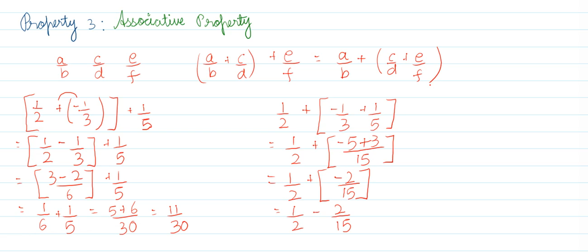So the LCM of 2 and 15 is 30. So we have 15 minus 4 by 30, which is again equal to 11 by 30. So from this example, you can see that even when the order of the rational numbers is changed, we are getting the same sum. So associative property holds good for addition of rational numbers.